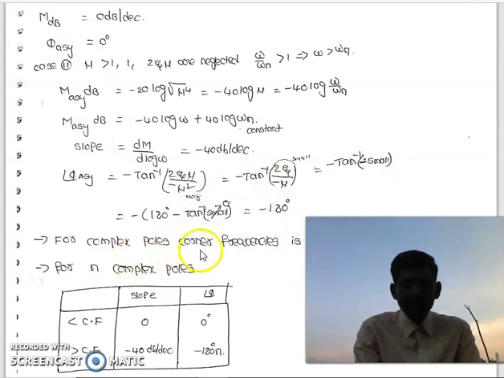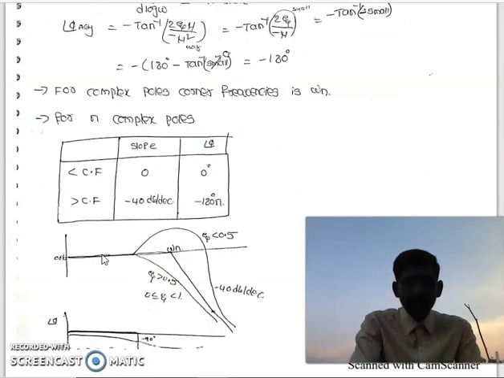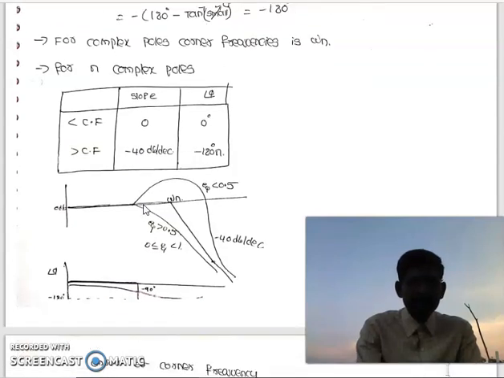For complex poles, the corner frequency is omega n. Less than the corner frequency, the slope is 0 and the angle is 0 degrees. Greater than the corner frequency, the slope is minus 40 dB per decade and the angle is minus 180 degrees. For greater than corner frequencies, for complex poles only, it is minus 40 dB. If it is a real pole, it is minus 20 dB. Complex poles always lie in phase, so minus 40 dB per decade.